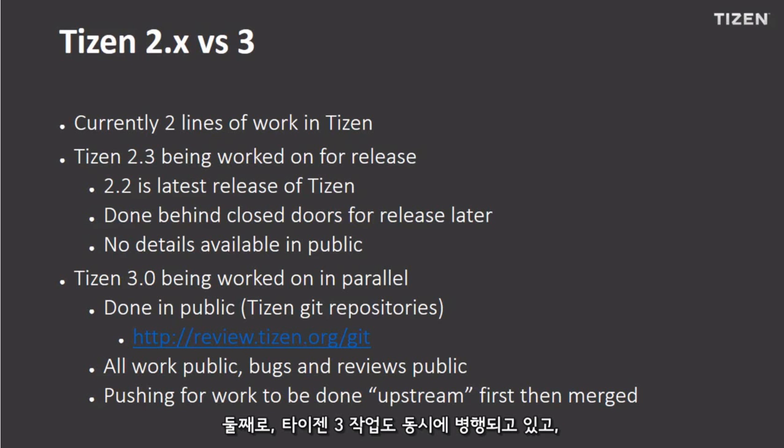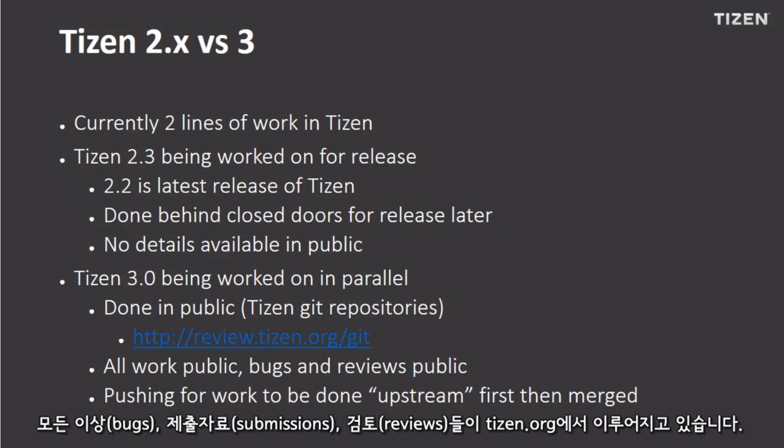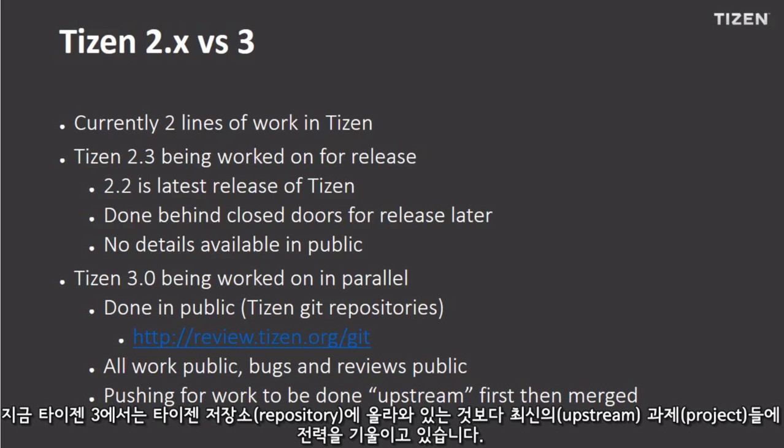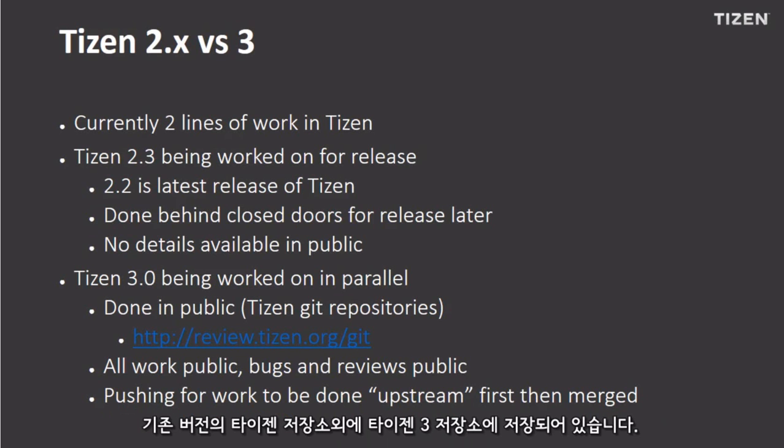Tizen 3 is being worked on in parallel. All of this development is done in public. You can look at review.tizen.org to see the Git repositories. All the bug submissions and all the reviews are also done in public on Tizen.org domains. Also, as of Tizen 3, we're doing much more work in upstream projects than in the actual Tizen repositories. So if you actually look carefully, you might find a lot of work is going into the relevant upstream projects that is then later fed into the Tizen 3 repositories, as opposed to being done separately in Tizen's own repositories.